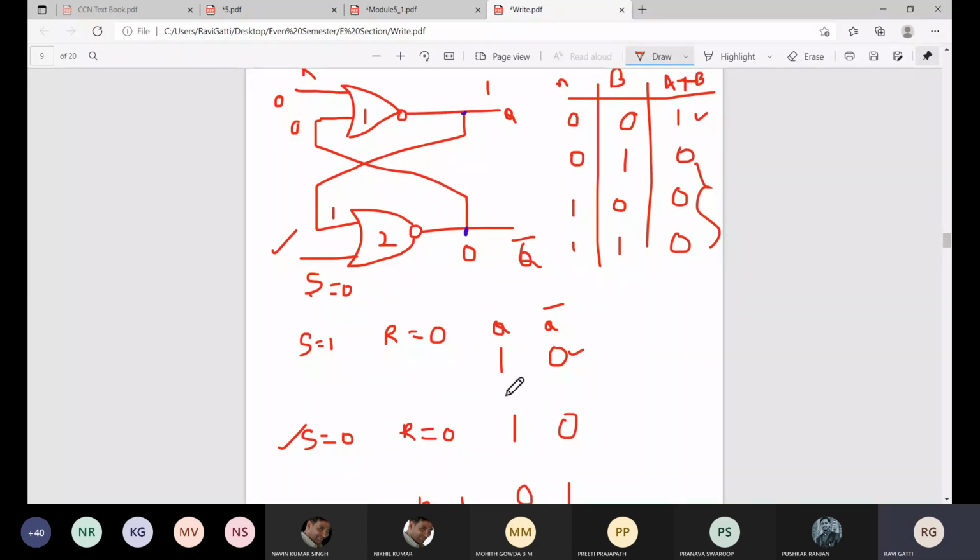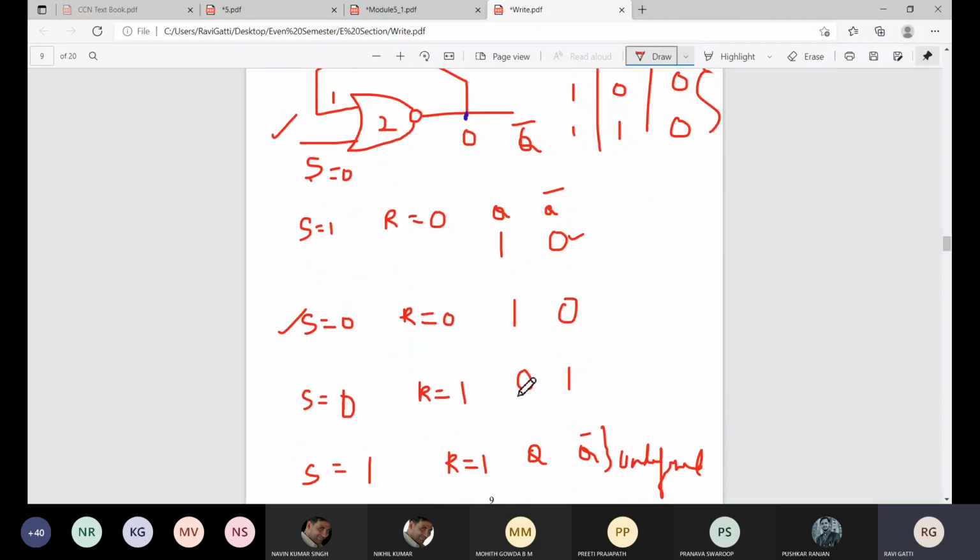1, sir. Yes, 1. So now you can see here, this is the beauty of this SR latch. When S is equal to 1, R is equal to 0, you get Q equal to 1 and Q bar equal to 0.